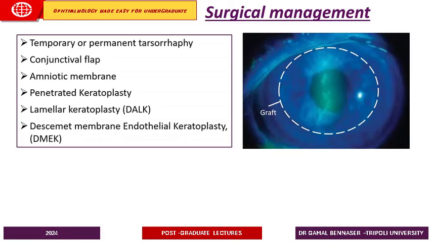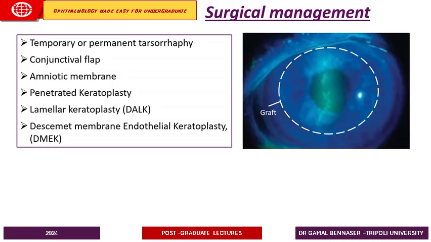Now we come to the surgical management of herpetic keratitis. In spite of the different antiviral applications available in the form of topical or oral antivirals, sometimes the patient is not improving and we need a surgical intervention, either to arrest or stop the progression of the disease or to treat the sequelae of the disease in the form of scarring, opacity, and reduction of vision. Now, at the top of the list is the tarsorrhaphy.